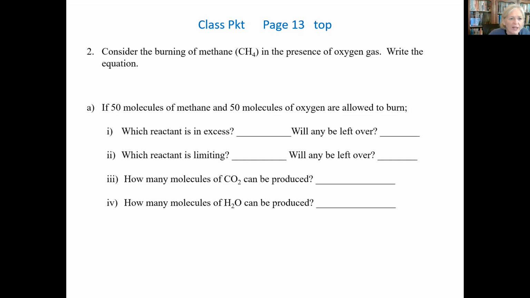So from your balanced chemical equation up at 2A, I'd like you to consider being given 50 molecules of methane and 50 molecules of oxygen. Write those two numbers underneath the methane and the oxygen and go ahead and answer these questions. You need to be able to recognize, comparing the coefficients to these numbers of molecules, which reactant is excess and which is limiting. How many molecules of product can be made? All this is done by comparing only the coefficients. Pause and answer these questions.